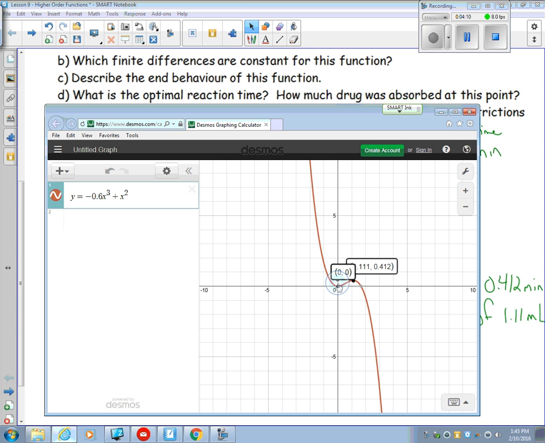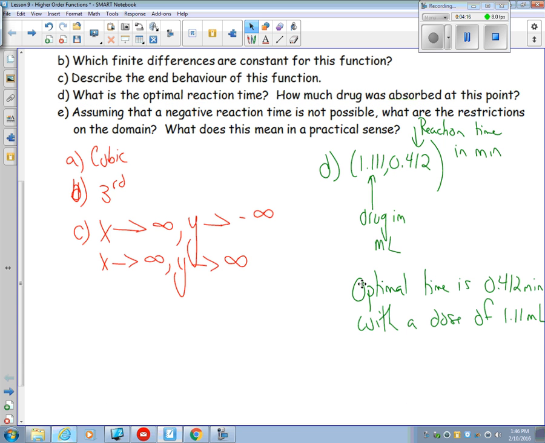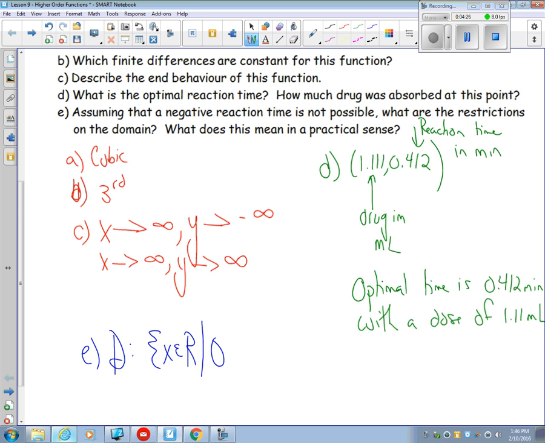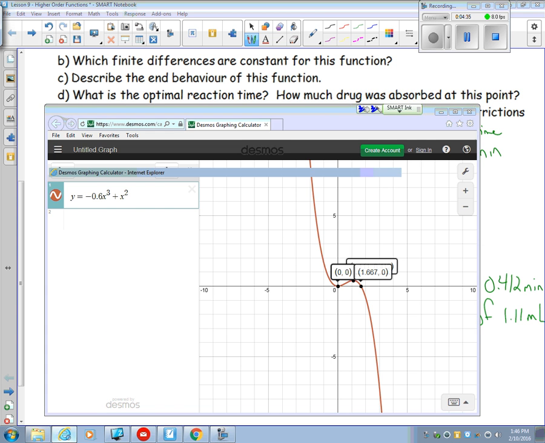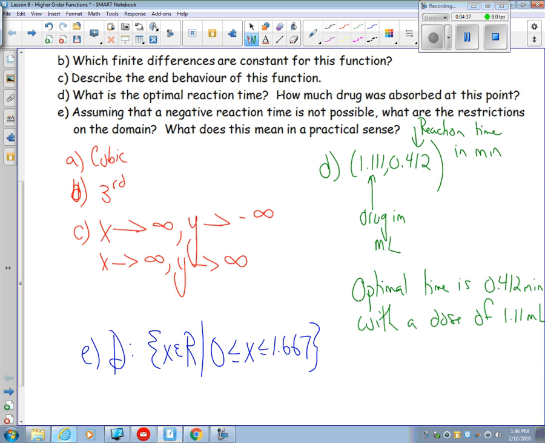So let's take a look. We got that dot we know is 0. This dot over here is 1.667. So we're going to write down for part E, our domain should be all real numbers from 0 up to 1.667, we just said, right? What the numbers were? Let's check. Yeah. Okay, so there's my domain. What does this mean in a practical sense?